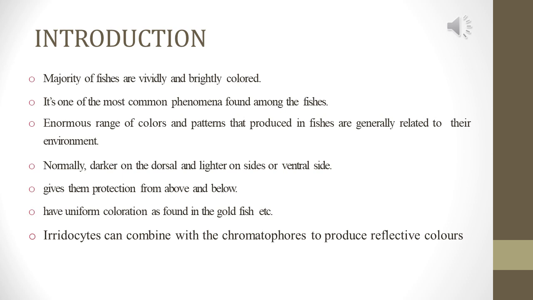Fishes can have uniform coloration, as found in the goldfish, etc. So what is the reason? There are iridocytes on the surface of the scales which give a silvery appearance, such as that found on tinfoil barbs or hatchet fish. If the lower side has iridocytes in the skin, the fish has a matte white color. In certain cases, the iridocytes can combine with the chromatophores and produce reflective colors. So the important feature is the presence of iridocytes.